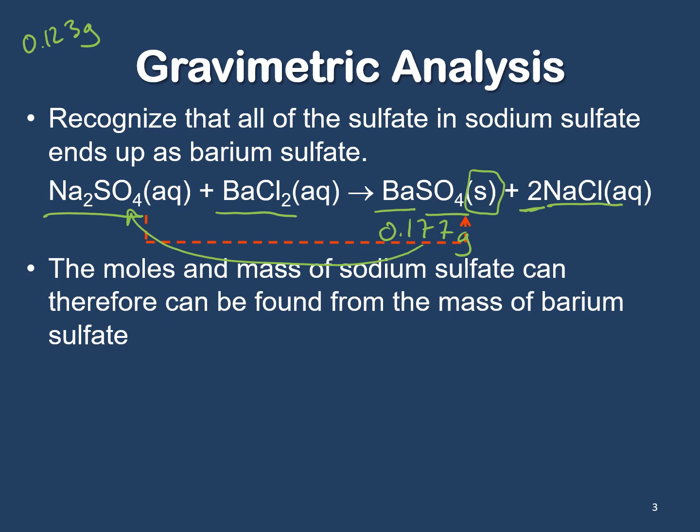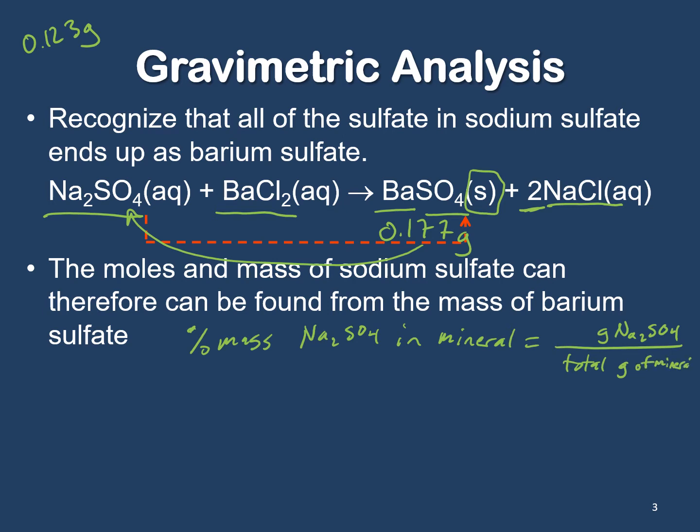So next, we need to calculate grams of sodium sulfate, because if I want percent mass of Na2SO4 in my mineral, well, that's really just equal to the grams of Na2SO4 over the total grams of the mineral, which we know is 0.123 grams. And then this is just times 100 to get it in percentage units. So really what I need to know is this value. How many grams of sodium sulfate were originally present?